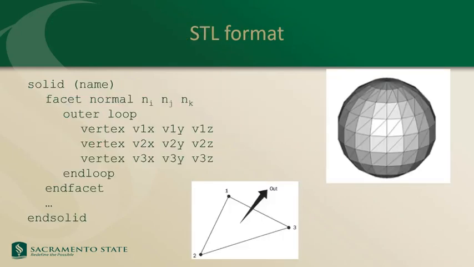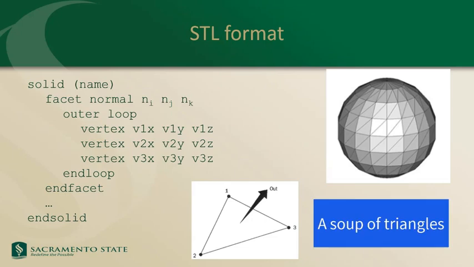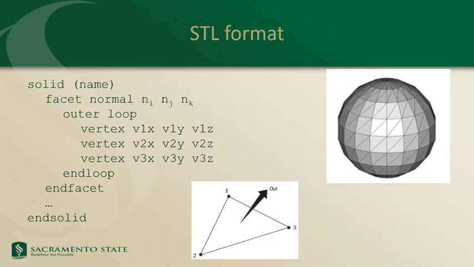The STL format is very simple. It is composed of a series of triangles, and each triangle is represented by the positions of the three corner points and optionally its normal vector. There are no relationships between the triangles. This is called the soup of triangles. The model is an approximation, so it cannot be directly used for engineering applications that need precise representations.